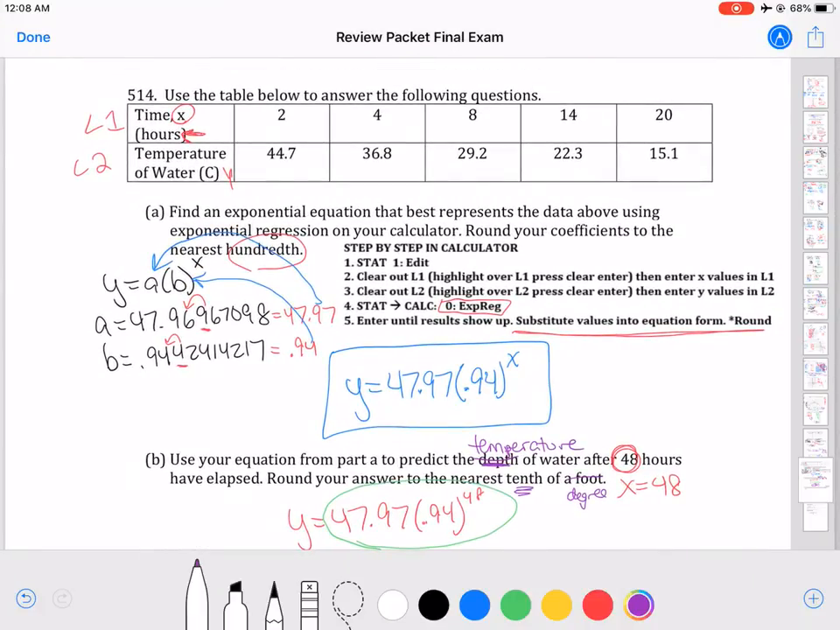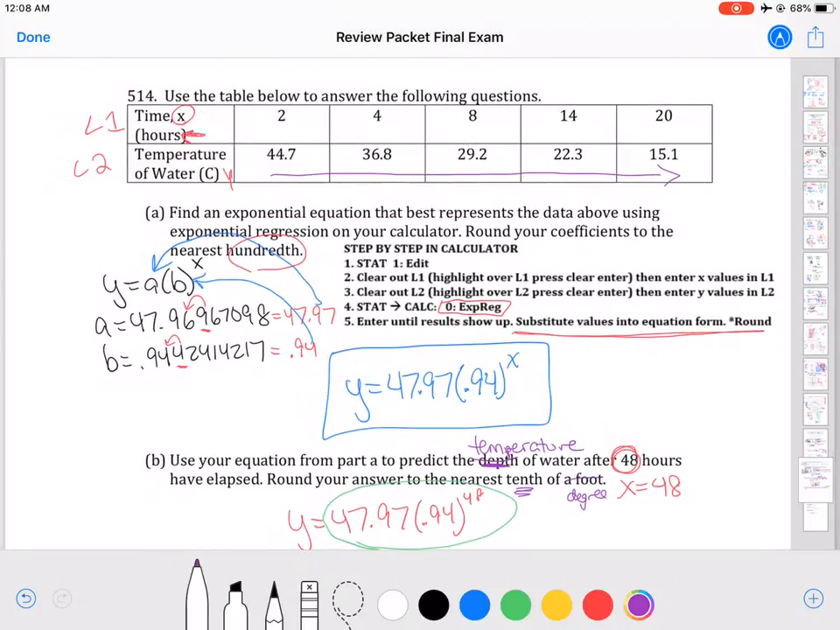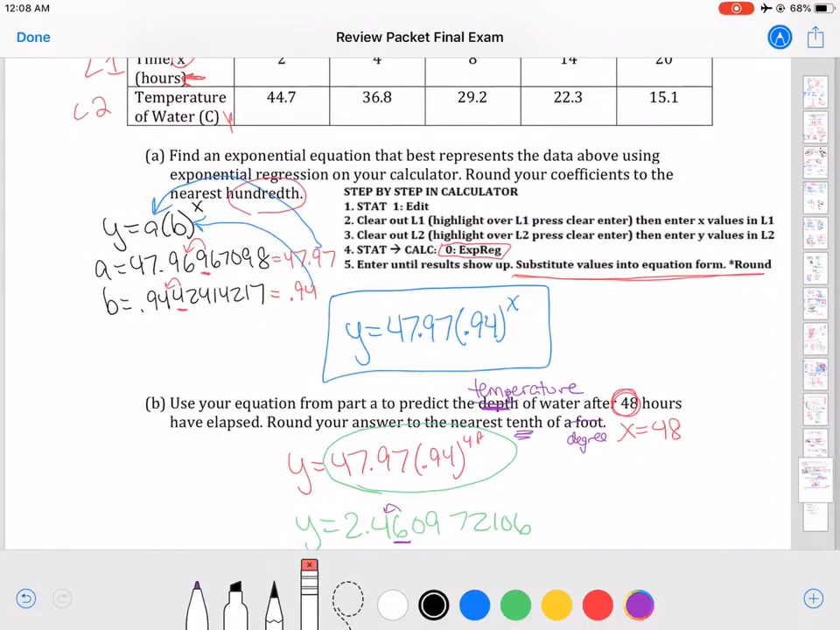We're talking about how that makes sense. Sorry, jumping back to that. We started at 2 hours, and the hours were going up as the table went on. And notice the temperature was decreasing as the table went on. So it does make sense to have a temperature of 2.5 degrees after that many hours of 48 have gone by.